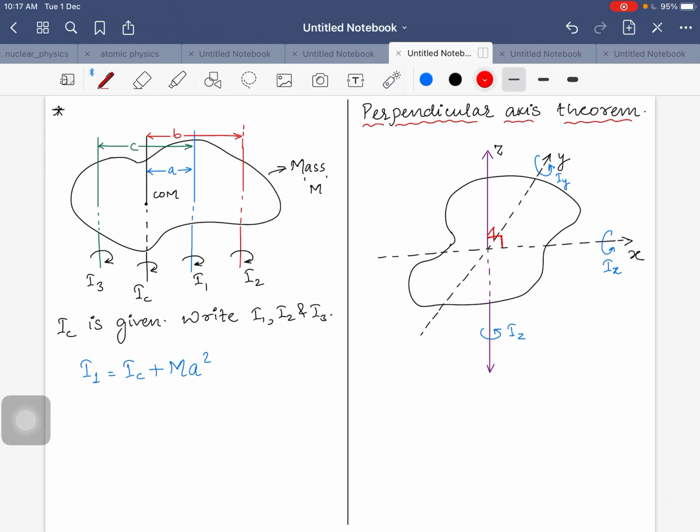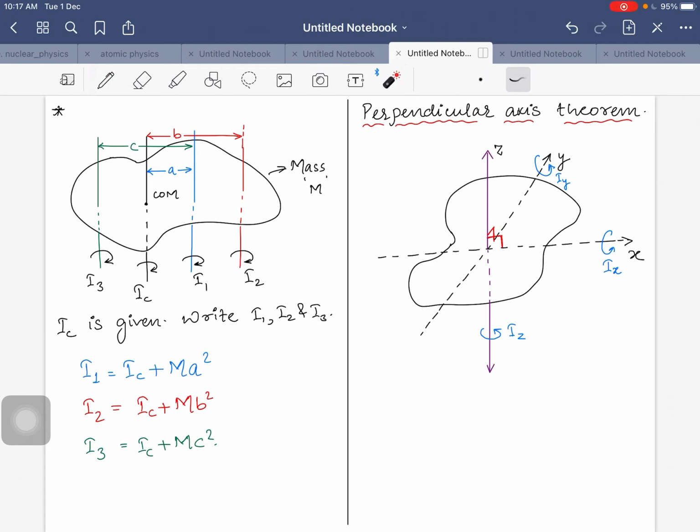It is clear. I2 will be equals to IC plus mass of the body into distance between the axis. So distance between axis is what? I2 and IC. It is b. Okay. Next, I3 is equals to IC plus m into distance between I3 and IC. It is c, given. Okay. This is the case. I think you got some idea of parallel axis.